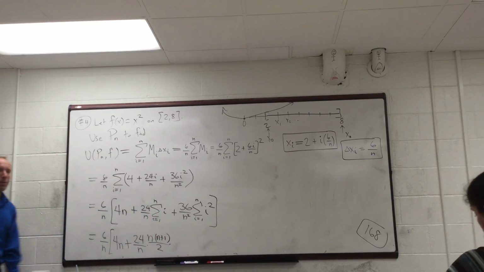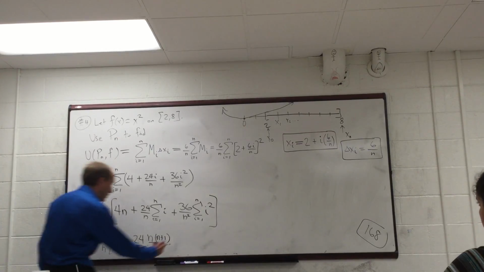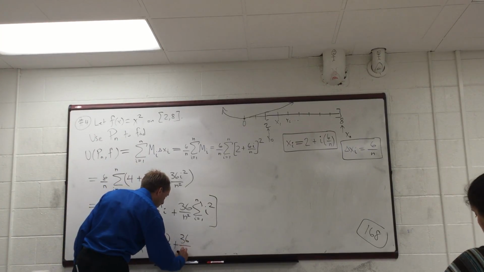There you go. n times n plus 1 over 2. You're going to want to know that value. Okay, very good. And then plus 36 over n squared.